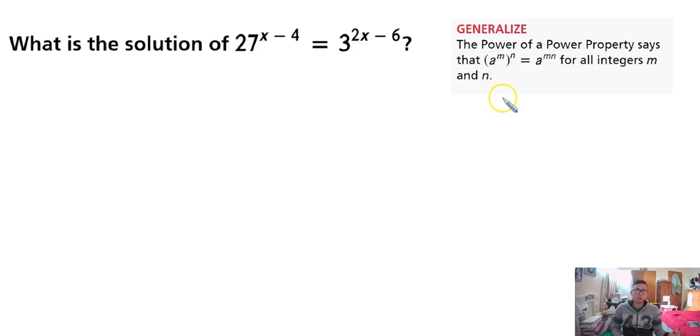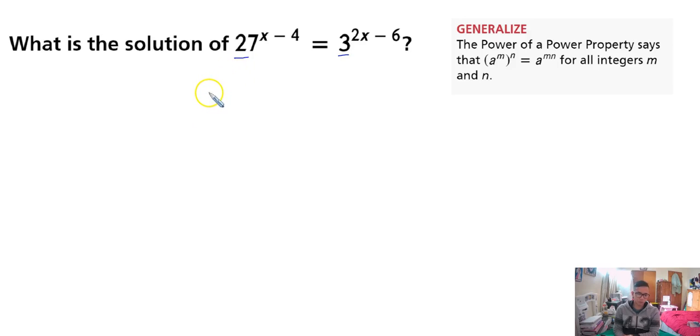For us to understand that further, we will be doing this example, which is: what is the solution of 27 raised to x minus 4 is equal to 3 raised to 2x minus 6? Again, one of the most important things is that we need to look at the bases. How are we going to rewrite 27 and 3 so that they will become the same base? We have to think about that.